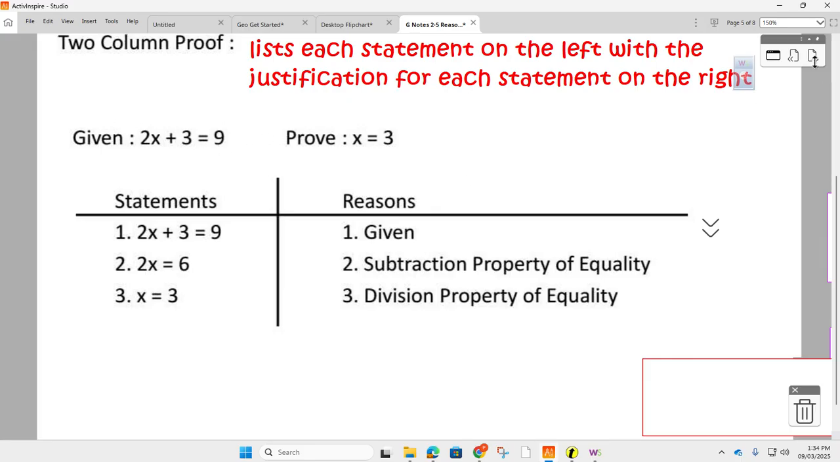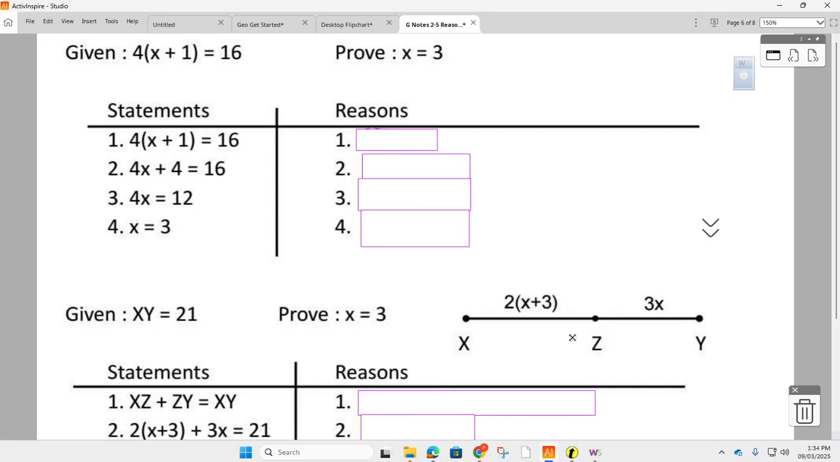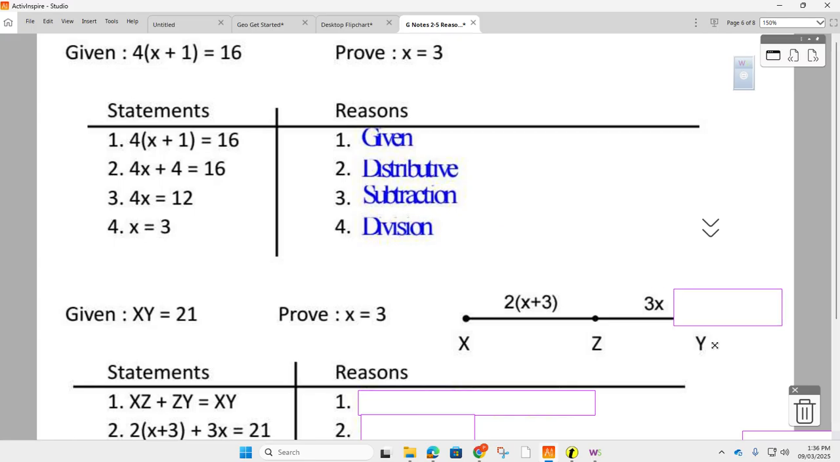All right, this statement is the same as the given statement. So what is the reason that we're going to write there? Literally, it's given. Some of y'all are going to miss it on the test. I'm so sorry right now. I'm telling you. I'm always surprised. How do we go from parentheses to no parentheses? Distributive property. How do we go from step 2 to step 3? Subtraction. How do we go from step 3 to step 4? Yep, 4 times x, we're dividing both by 4. Any questions?